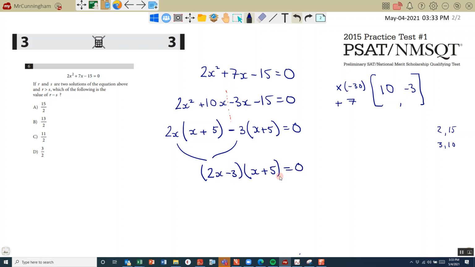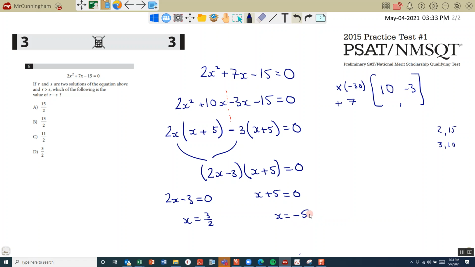And we can solve this now, so either this part is 0. If that is equal to 0, then x is equal to, add 3 to both sides, then divide by 2, 3 over 2, or this part is equal to 0, in which case x is equal to negative 5. And so those are my two roots.